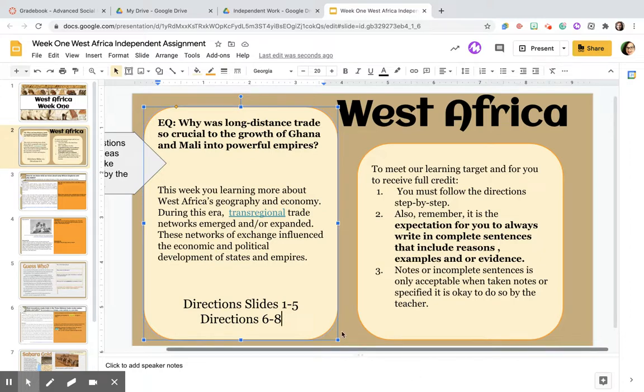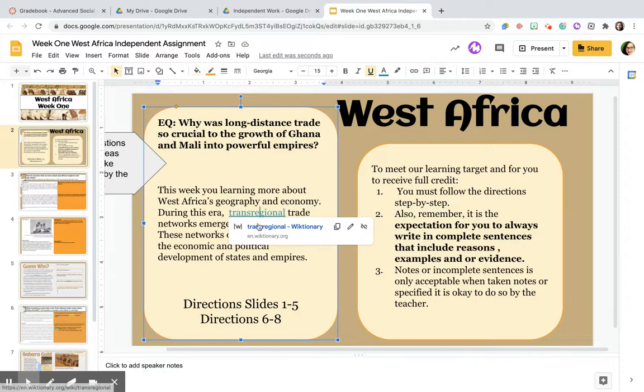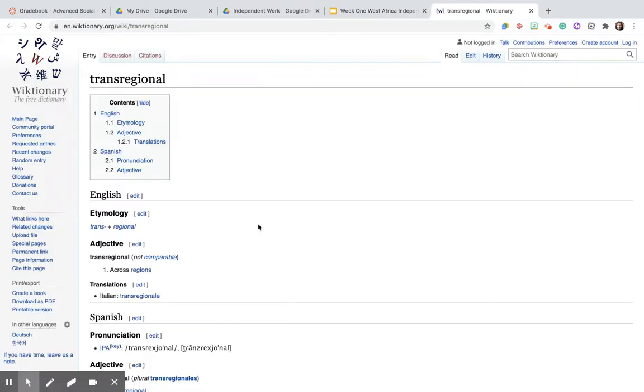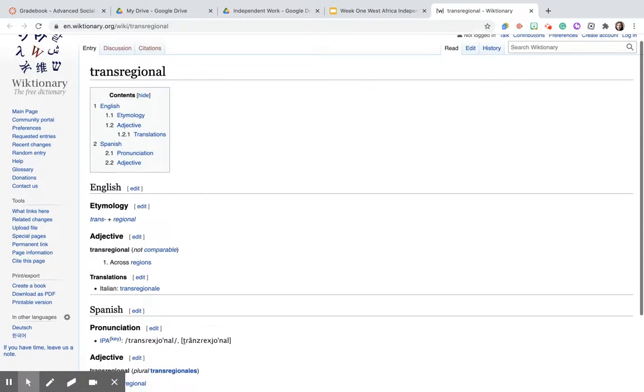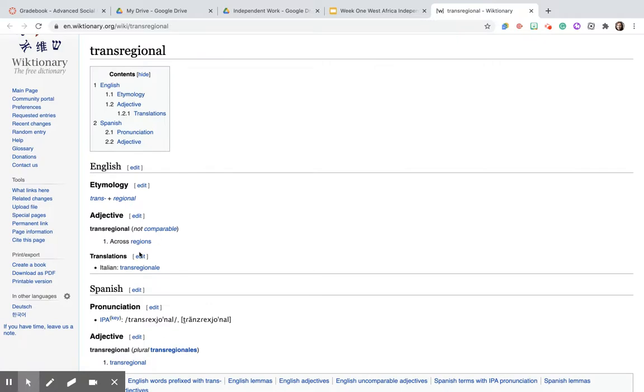So this week we're learning more about West Africa's geography and economy. During this era, trans-regional trade networks emerged and or expanded. These networks of exchange influenced the economic and political developments of states and empires. Now notice this is linked, so this will take you to the definition of trans-regional. So trans-regional means across regions.